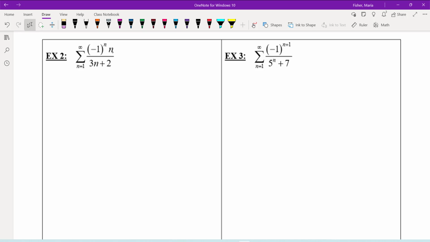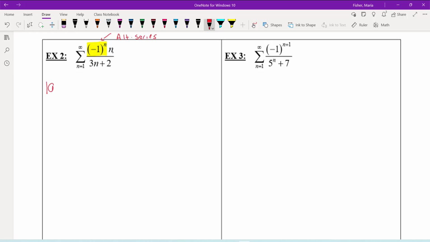Let's keep going with the next 4 examples where we are still trying to determine whether the series converges absolutely or conditionally or diverges. The first thing we need to do is find the absolute value of a sub n. Notice this is an alternating series. Why is it an alternating series? Because we have -1 raised to the n, so I know that this is an alternating series.